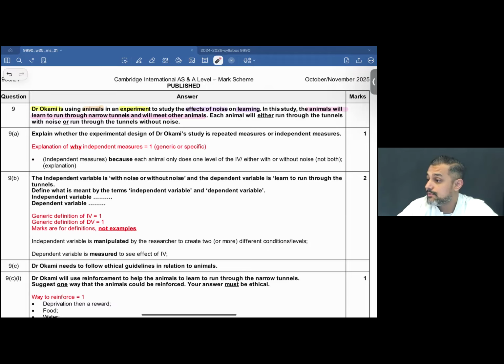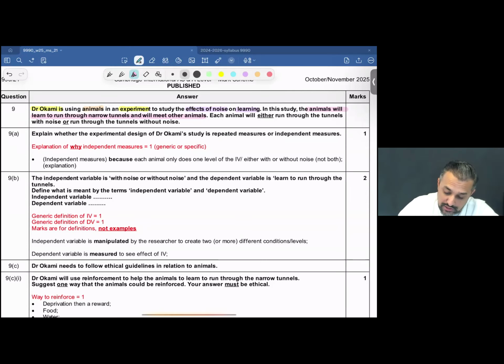What sort of experimental design is being used over here? The experimental design used over here is an independent measures design, because different participants, the animals who participated in this research, would go through different conditions. क्योंकि कुछ animals को आप आवाज वाली noise वाली tunnel से गुजारें, कुछ animals को आप बगैर आवाज वाली tunnel से गुजार रहे हैं. Explain whether the experimental design of Dr. Okami's study is repeated measures design or independent measures design.